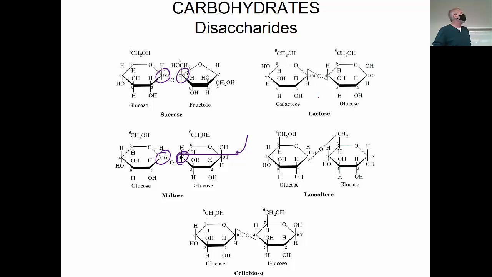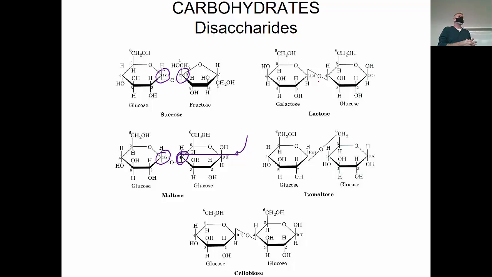And so if we look at all of these, we can see one of the linkages is always through the anomeric carbon. If a sugar has a free anomeric carbon, a free hydroxyl on the anomeric carbon, it can potentially be linked to something else. And it turns out that they're more stable when they're bound through their anomeric carbons to something else, for reasons we don't need to get into.